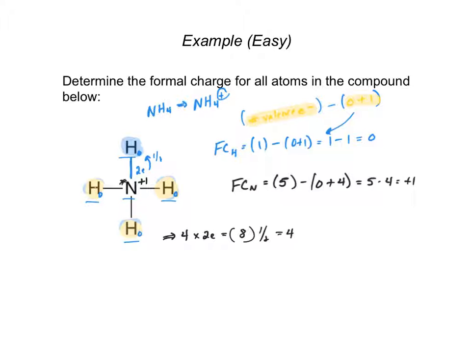Right, so again, just as a check, we had 0, 0, 0, 0, and a plus 1. When we sum all those together, we get that nice overall positive charge, which is what we should expect for ammonia.